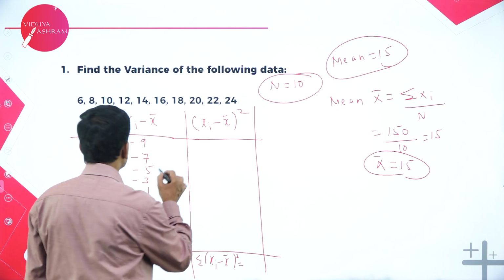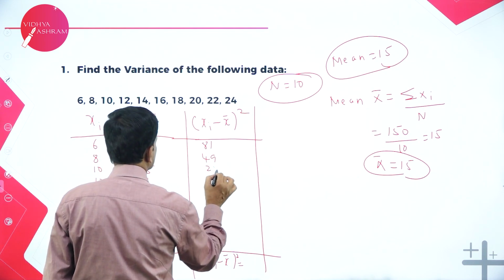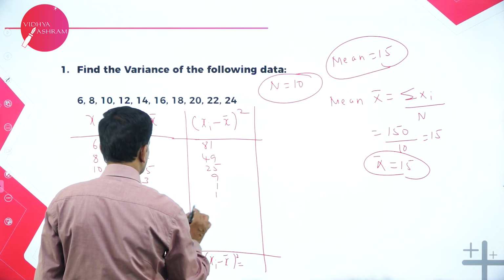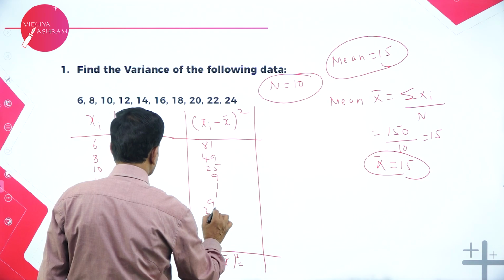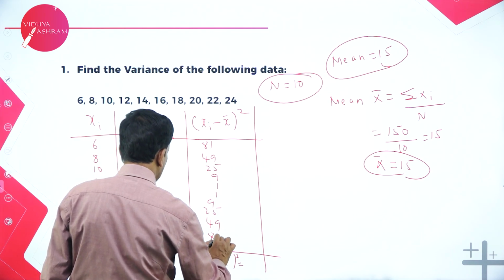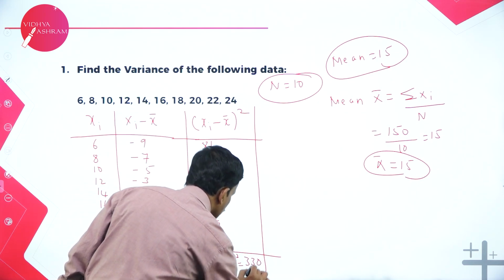Now square this. 9 9s are 81, 7 7s are 49, 5 5s are 25, 3 3s are 9, minus 1 square is plus 1, 1 square is plus 1, 3 square is 9, 5 square is 25, 7 square is 49, 9 9s are 81. So if you add this, you are going to get 330.